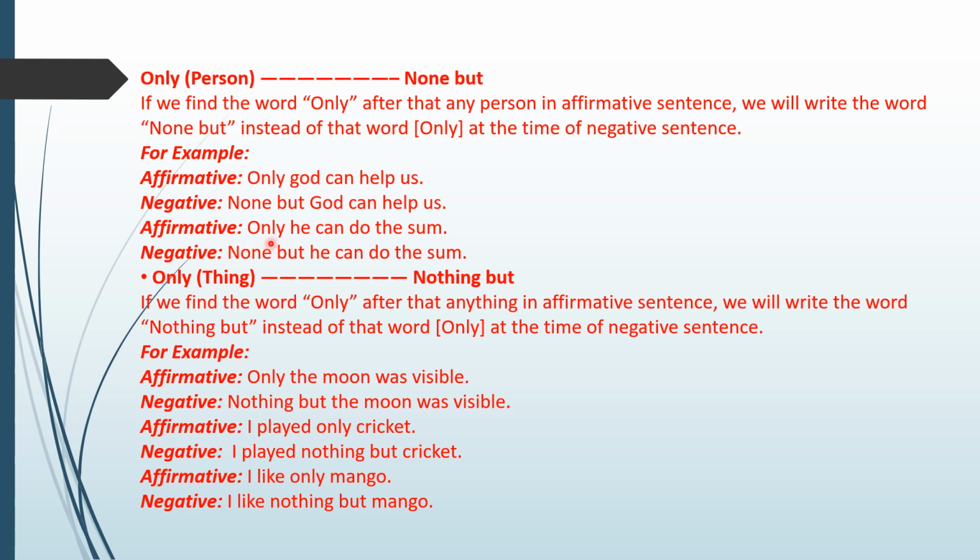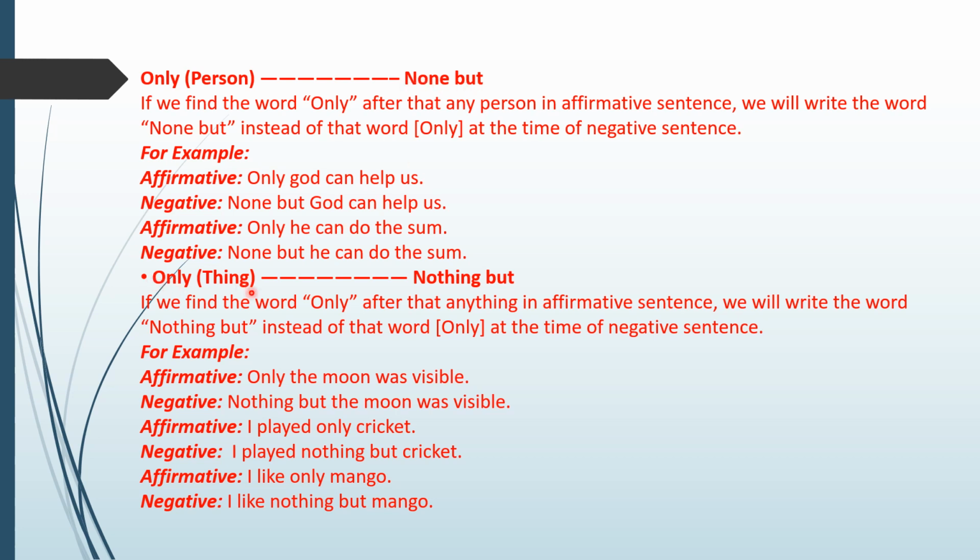Yet another example. Only he can do the sum. Can you see this? If there is only and the person, here the person is he. So when there is only and the person in the affirmative, then in the negative you will write none but. So the answer in the negative goes, none but he can do the sum. So if there is only and the person, then in the negative it is none but.